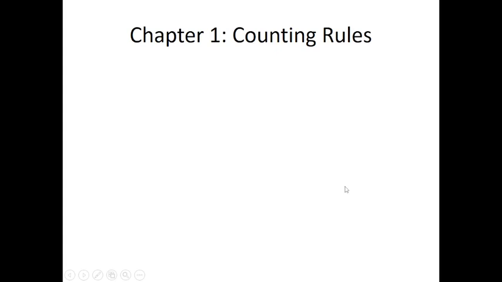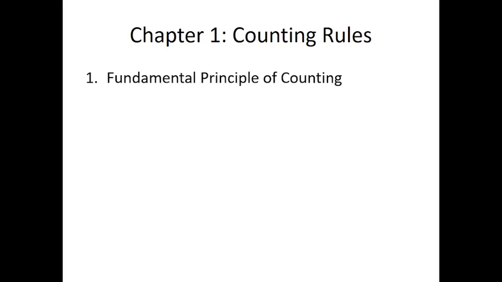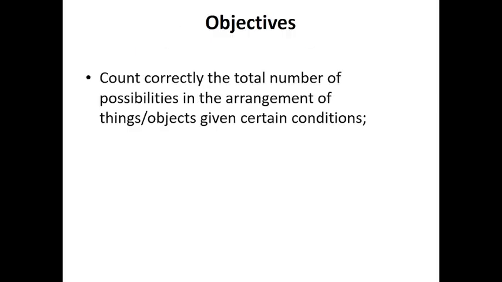We now proceed with the first chapter, all about counting rules. Alright, so we have the fundamental principle of counting. This is the first topic under chapter 1. The second topic under chapter 1 will be all about permutation. And lastly, combination. So the objectives are as follows: count correctly the total number of possibilities in the arrangement of things or objects given certain conditions.